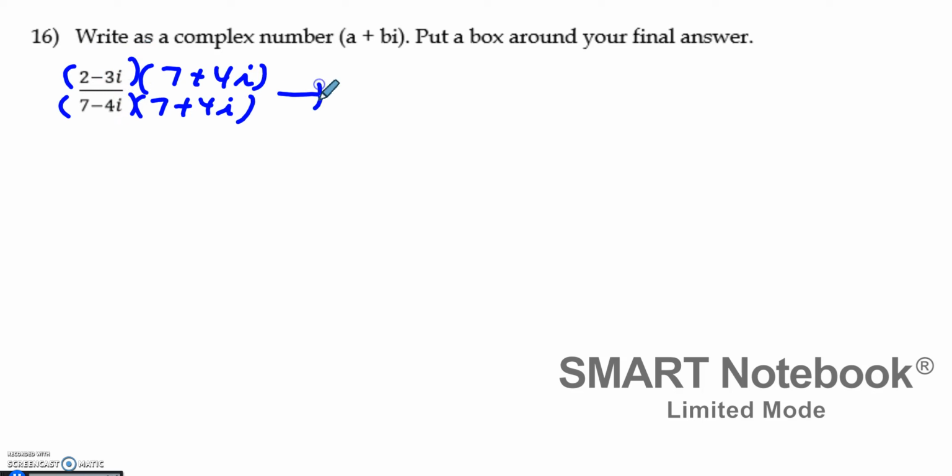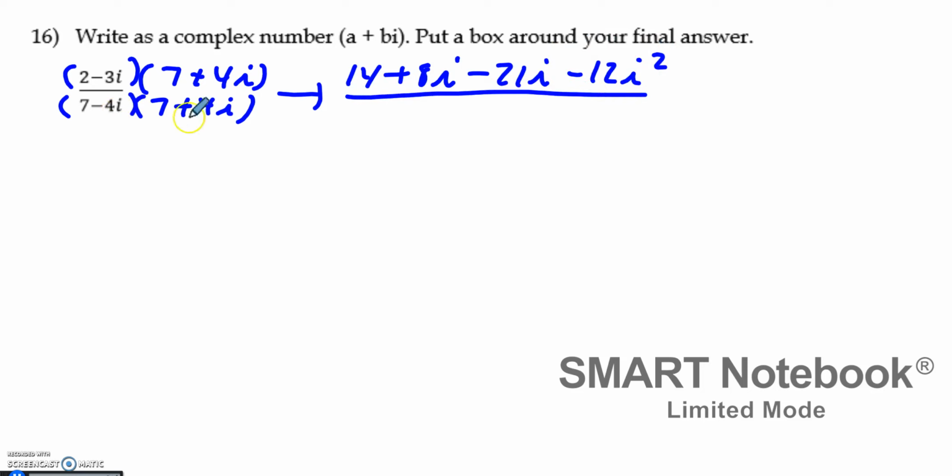So if I do that work, I would get 14 plus 8i minus 21i minus 12i squared. Be careful to not forget the squared there. All over... The reason we use the conjugate is so that our middle terms always cross out. And so we would only have to multiply the first and last, which would be 49 minus 16i squared.